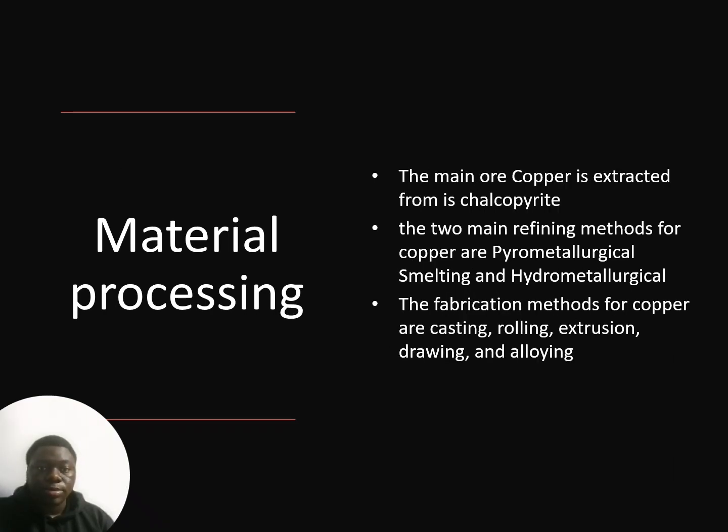Processing when it comes to copper. The main ore copper is extracted from is chalcopyrite. The two main refining methods for copper are pyrometallurgical smelting and hydrometallurgical processing. The fabrication methods for copper are casting, rolling, extrusion, drawing, and alloying.